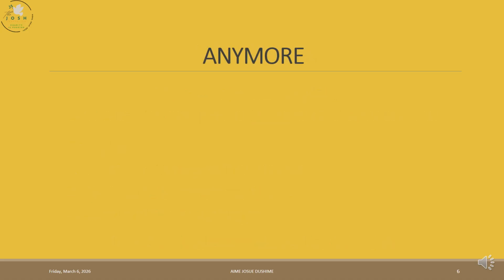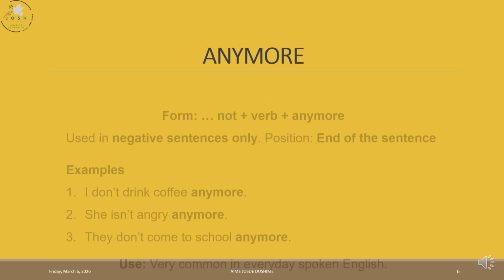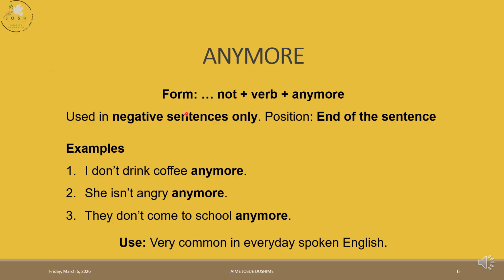The one which is anymore, the form is dash dash not verb anymore. In this case, it is also used in negative sentences only, and the position is also at the end of the sentence. You see, like here, we put it at the end of the sentence, just like the first one. Just put it at the end of the sentence.